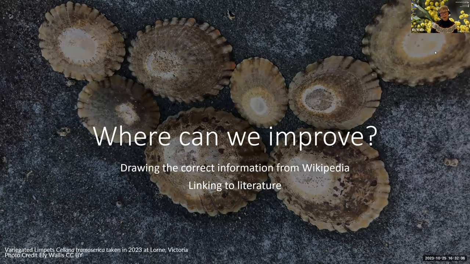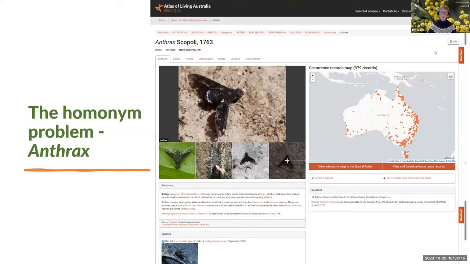So where can we improve? The first one is drawing the correct information from Wikipedia. Wikipedia is a fabulous source, but we do have a problem. The Atlas has a problem with homonyms coming in, where the same genus is used for two very different life forms.